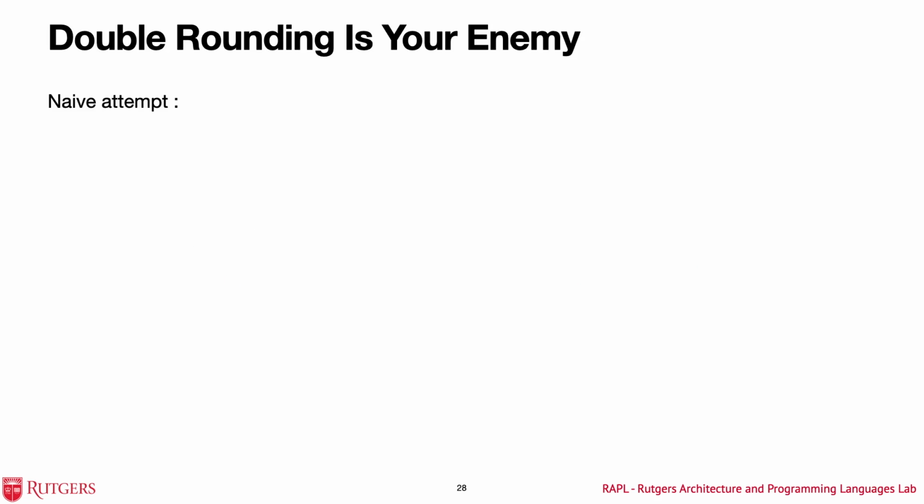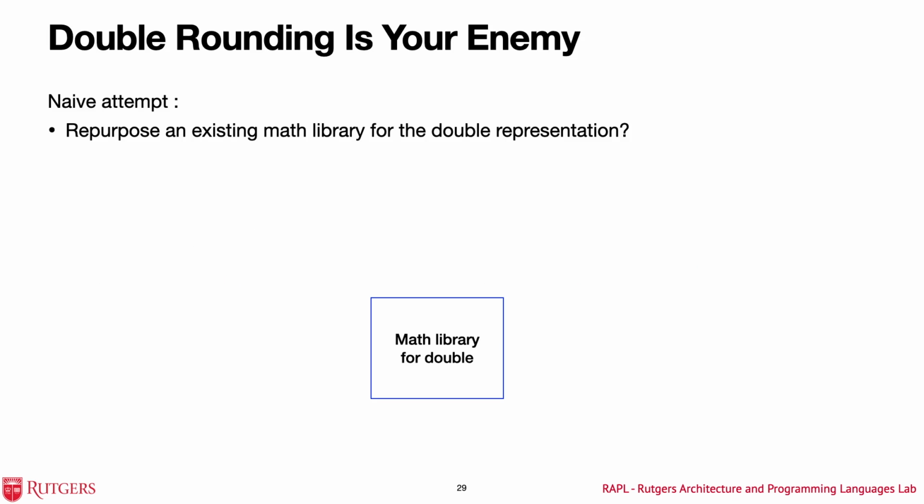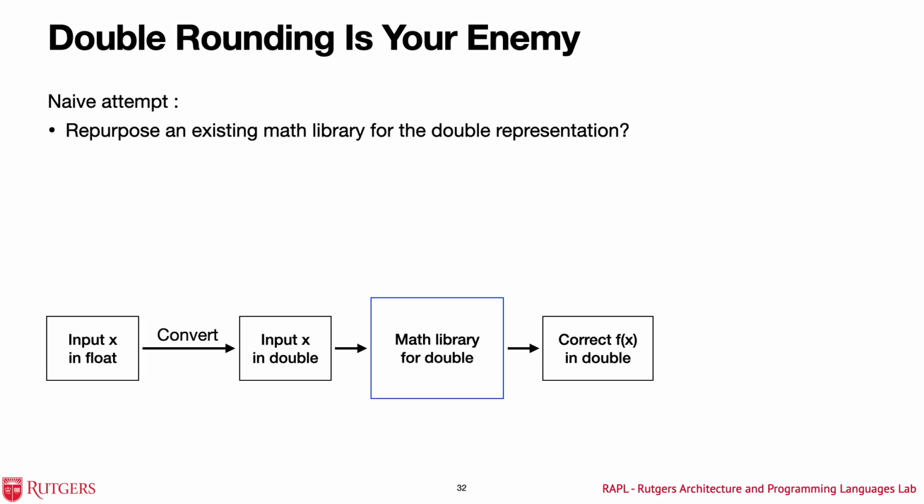A naive way of doing this would be to use an existing math library. For example, let's say you have a correctly rounded math library for the 64-bit double representation, and you want to produce correct results for float. Naively, we can take the float input, convert it to double, use the double math library, and round the double result back down to float.